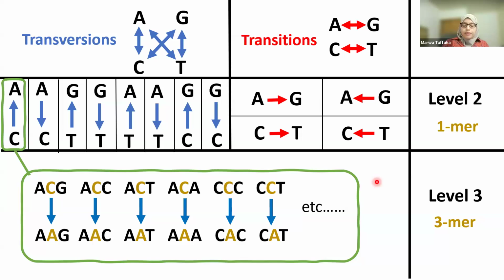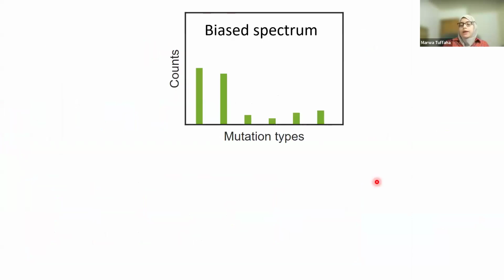So let me just define what a biased spectrum is. This is a toy example. If you have 6 types of mutations, they can be any 6 types, and then you count the observed mutations in an organism, you might see something like this. 2 types of mutations are overrepresented compared to these rare mutations, which are underrepresented. So this is a biased spectrum. If it were unbiased, then all of them would be equally likely. But most organisms in nature are actually biased towards one type of mutation or the other.